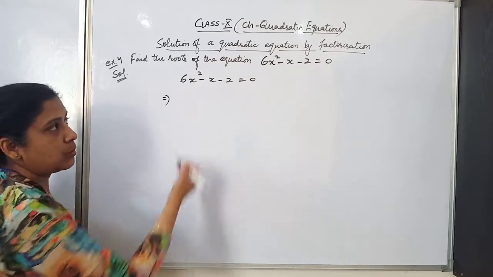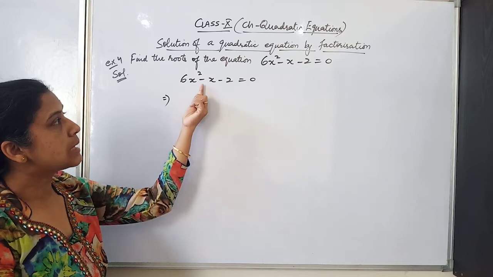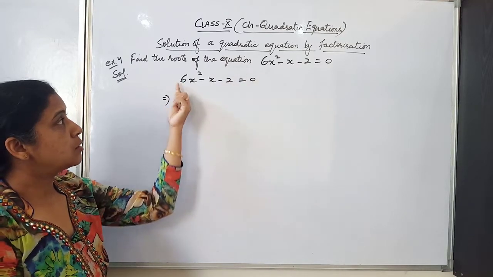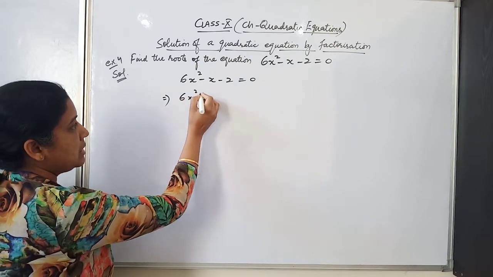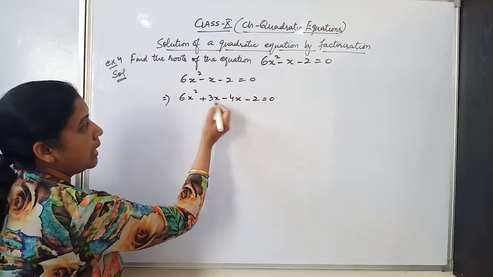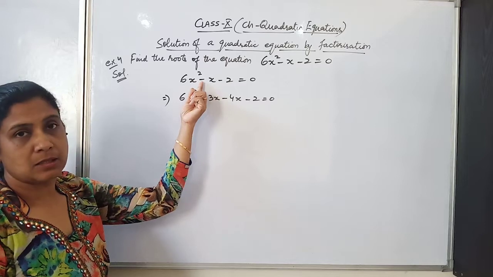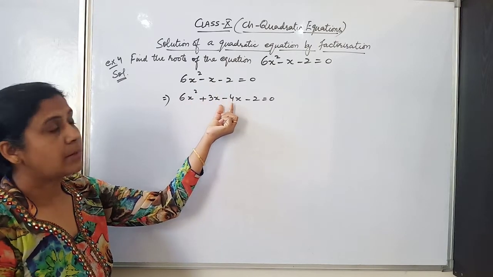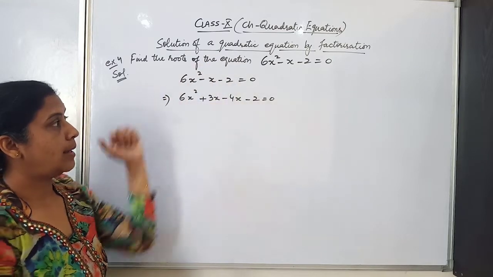I have written down the quadratic equation first of all. I want two numbers whose sum is -1 and product is -2 into 6, that is -12. So very easy numbers are available. +3 and -4. +3 when added with -4 gives me -1, and +3, positive 3 when multiplied with -4, 3 into -4 gives us -12, which was required.